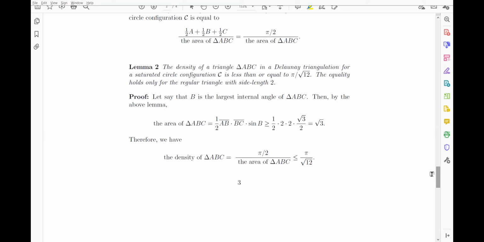Now we have lemma 2. The density of a triangle is less than or equal to pi over square root of 12. The equality holds only for a regular triangle with side length 2. If you think about a regular triangle with side length 2, well, that's going back to an equilateral triangle. So I'll go back.